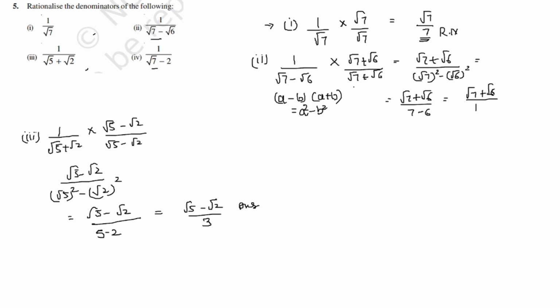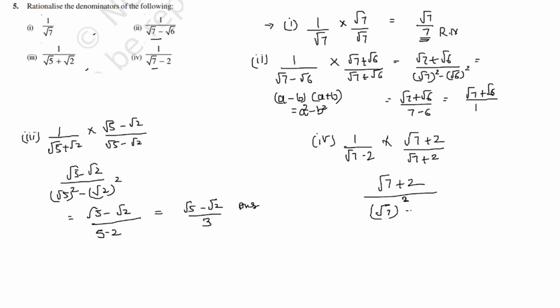And the last part says 1 by root 7 minus 2. So we rationalize this by multiplying by root 7 plus 2 over root 7 plus 2, which gives root 7 plus 2 over root 7 whole square minus 2 whole square, which is equal to root 7 plus 2 over 7 minus 4. And then we have root 7 plus 2 by 3. So we rationalize the denominator like this.